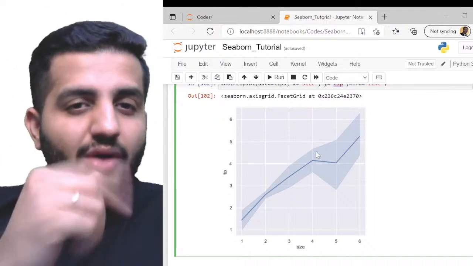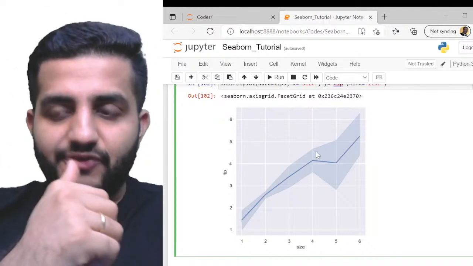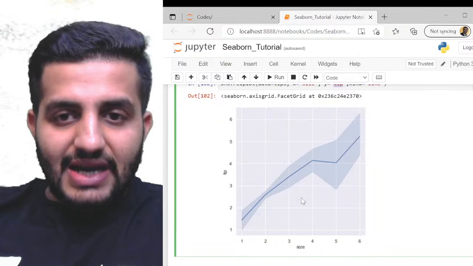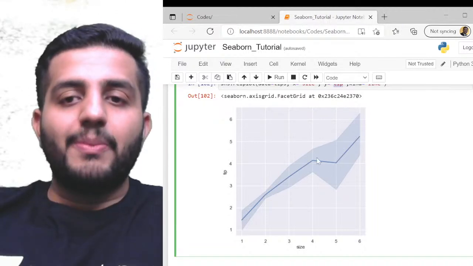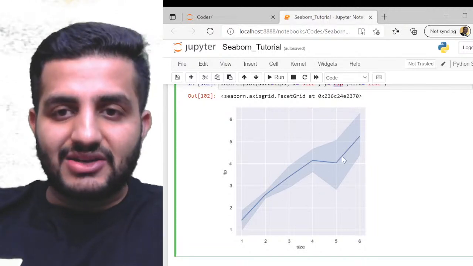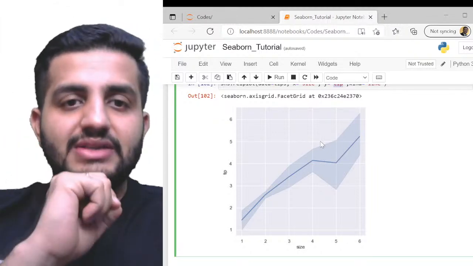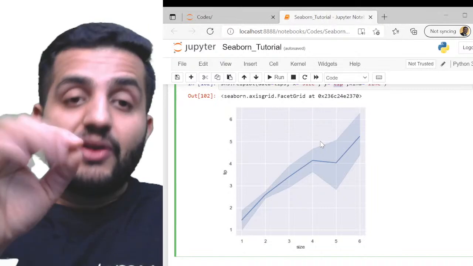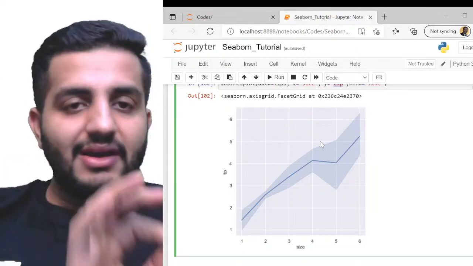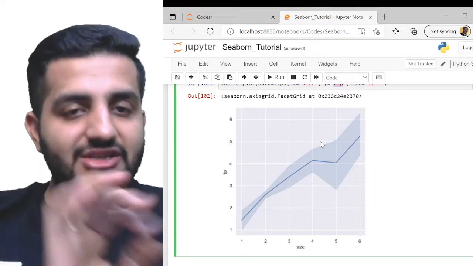I was talking about the confidence interval, right? You remember, just a few minutes back. So this shaded region along the top and the bottom of the line, you can see there's a gray shaded region, right? So this is my confidence interval, my interval of errors. So in basic Hindi, error ka range kya hoga? That is your confidence interval.